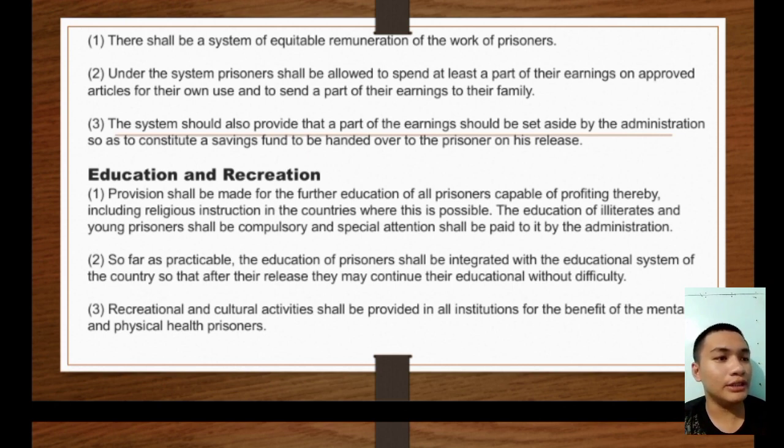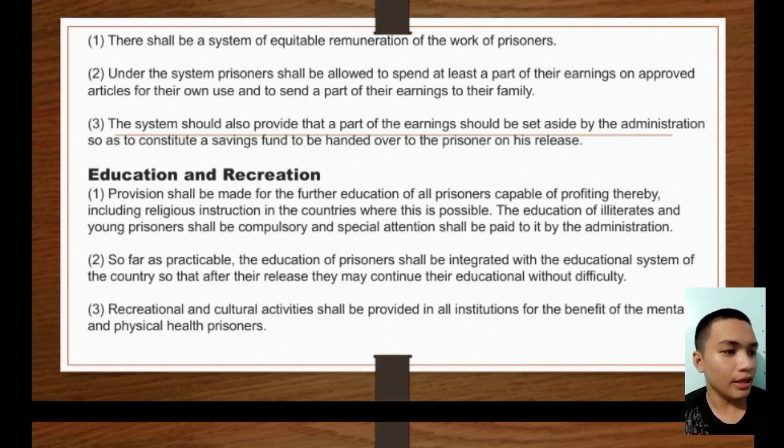2. Under the system, prisoners shall be allowed to spend at least a part of their earnings on approved article for their own use and to send a part of their earnings to their family. So, mao na sila karapatan nga gamiton ang ilahang bahin para ilang gastuhon para sa ilang kaugalingon, o karapatan sila para ihatag kini sa ilahang pamilya dito sa gawas.